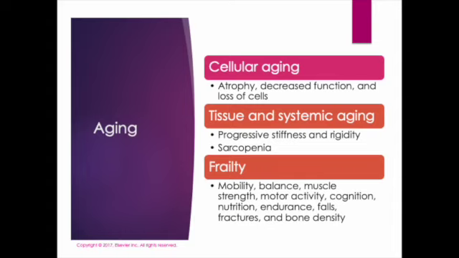Again, collagen and elastin would fall under this. Another example would be sarcopenia, which is a loss of muscle tissue, which is a natural part of aging. And then we have frailty. Frailty is a state of increased vulnerability.